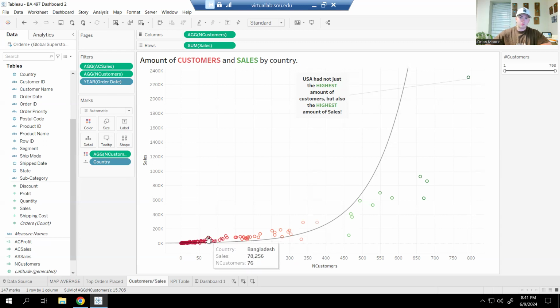The sales total was 78,256. The number of customers was 76. Let's do a little more average. Brazil, they actually had 361,106 with a number of customers of 472.